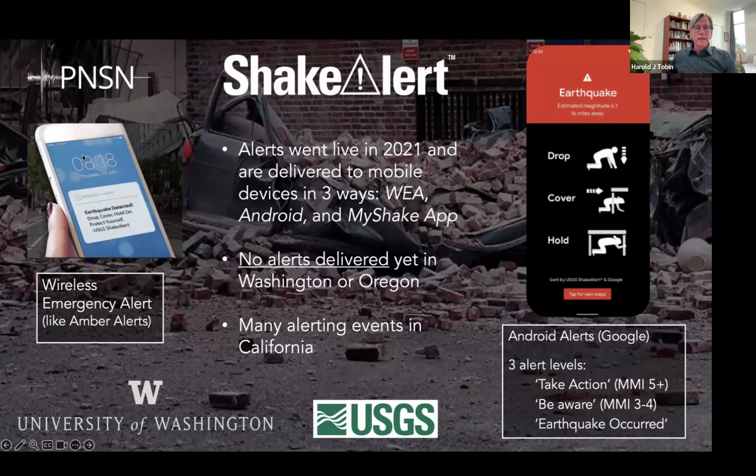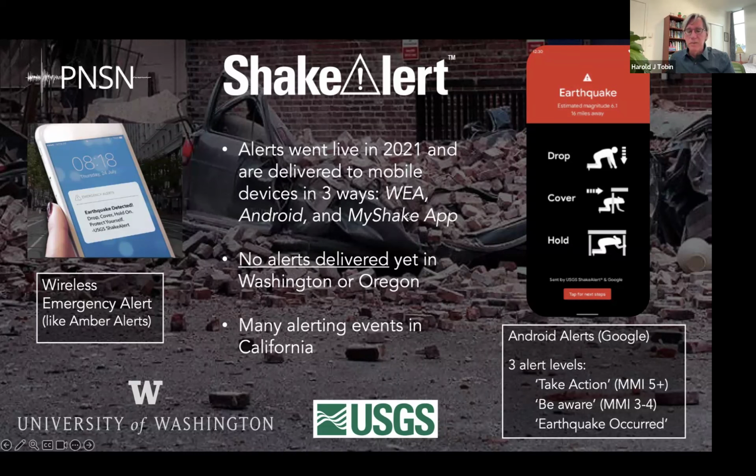So ShakeAlert is the thing that can alert you to your mobile phone. It went live in 2021. The only actual delivery of ShakeAlert, because the threshold is magnitude 5 and a shaking intensity that we call level 4, in order for a ShakeAlert to actually go out to everyone, the only alert we've had is for one of those far offshore events where a little bit of your county, mostly around Neah Bay and down to La Push, received or could have received an alert via the system.